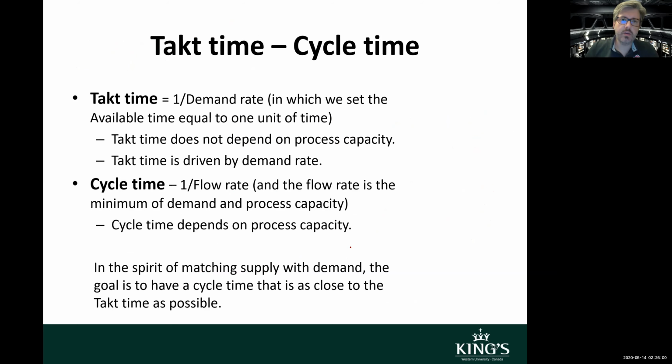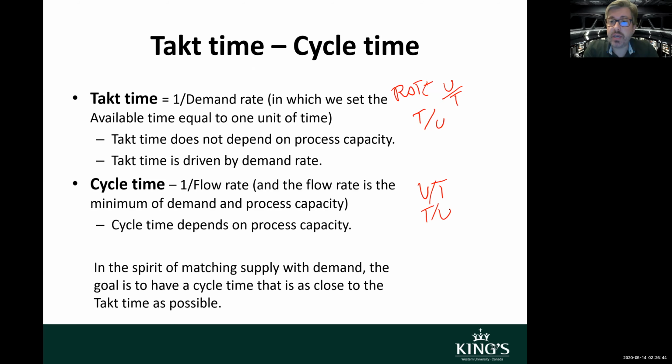So takt time, in another way of seeing that, is 1 divided by the demand rate. A rate is units per time, while takt time is time per unit, okay? Similarly, a flow rate is units per time, and cycle time is time per unit, okay? So takt time is 1 divided by the demand rate.